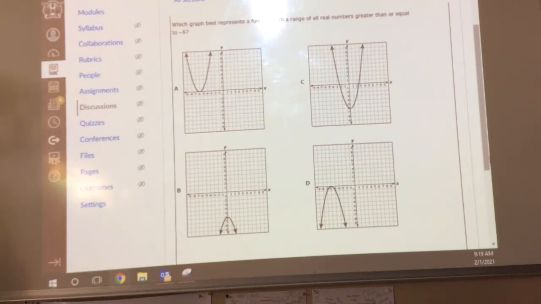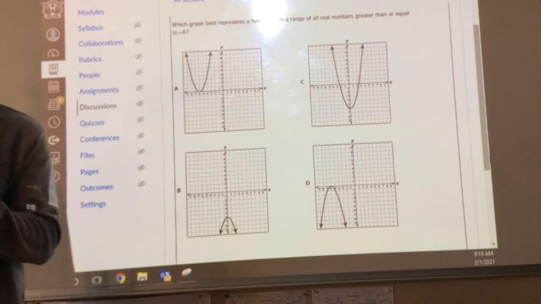It's not asking anything about the domain. I'm only asking which graph represents a function with a range of all real numbers greater than or equal to -6. Raise your hand when you have an answer. I know it sounds tedious, but I just want to make sure I'm not cutting anybody off before I try to discuss them. Katie, what do you think? C. Does anybody disagree? Okay, let's talk about it.